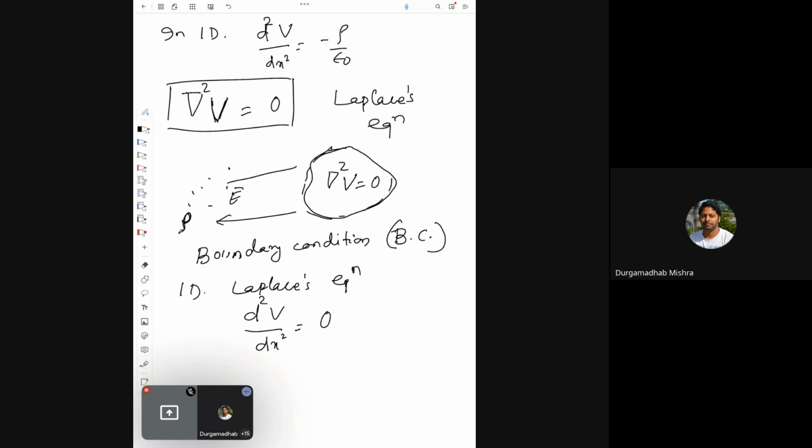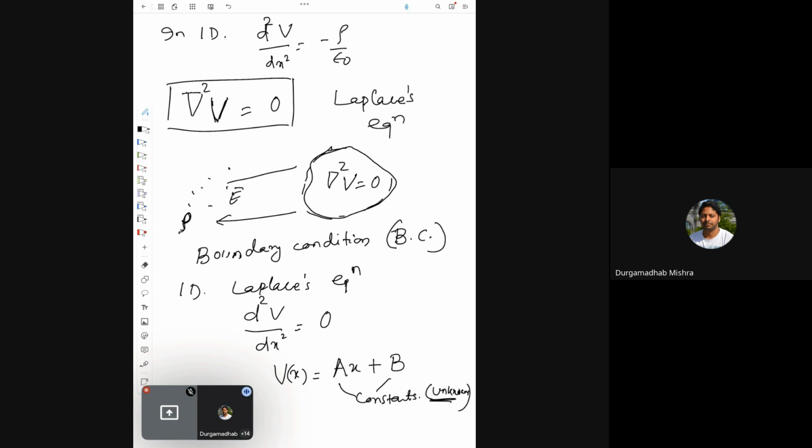Okay, so in one dimension, del square v becomes the derivative d square v by dx square equal to 0. If you find a solution, do the integration, you will see something like ax plus b. So this is what you will find. Okay, so v of x is equal to ax plus b, where a and b are constants. These two are unknowns. They are constants, but we don't know the values of a and b.